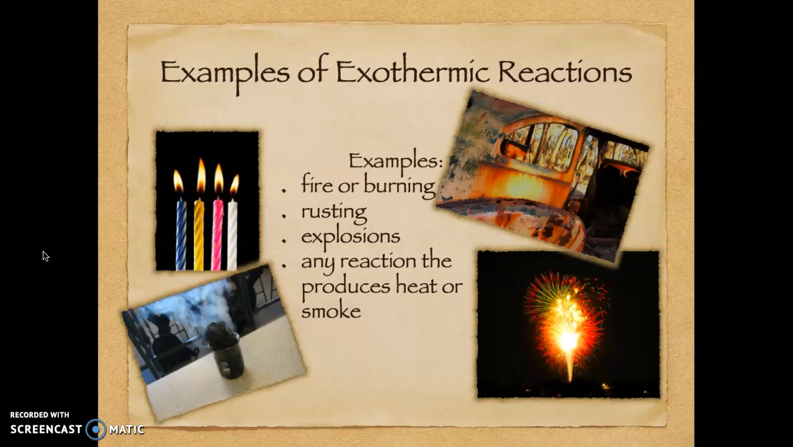So again, we have four different things we can look for in a chemical reaction. We can look for a change in appearance, production of gas, production of a precipitate, and a change in energy. And for that change in energy, it could either be an increase in temperature or a decrease in temperature. Both would count as a change in energy.